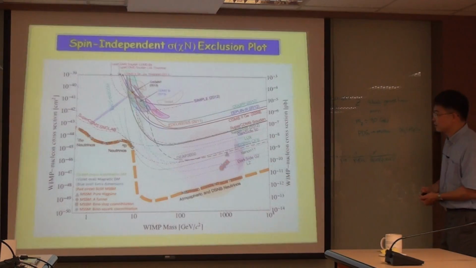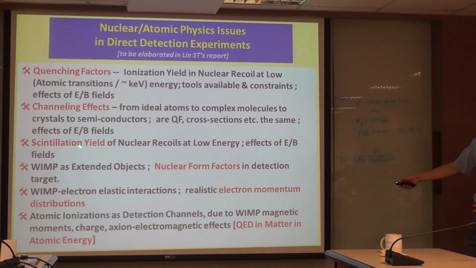Another nuclear and atomic physics problem: scintillation yield. A nuclear recoil, say in xenon, would ionize the xenon, which would be excited, producing a spectrum. And the ionization energy is getting less and less. So how does the light emission go with the nuclear recoil energy? This can be a subject of atomic physics. The WIMP can also be an extended object, and we have to worry about the nuclear form factor in our detection.